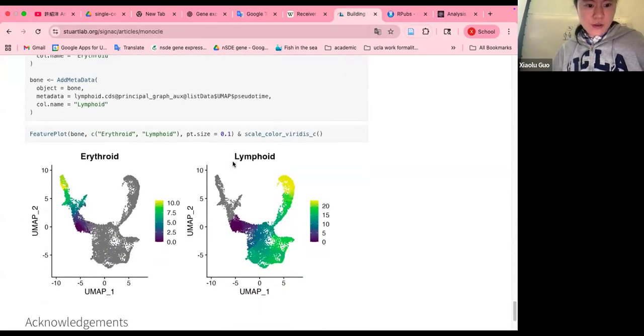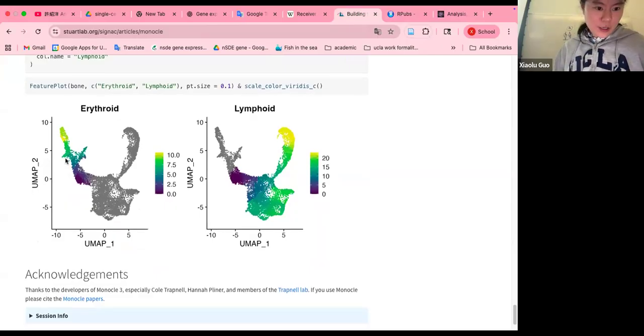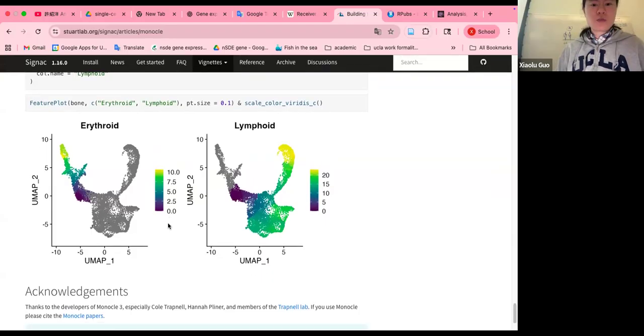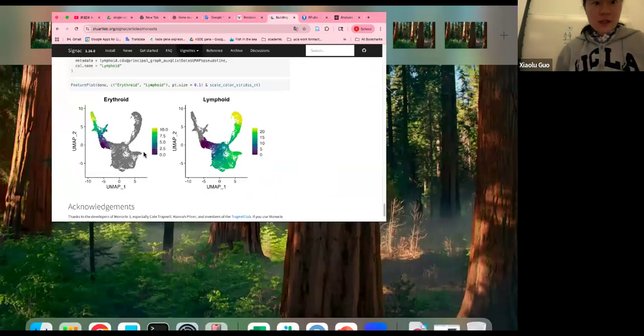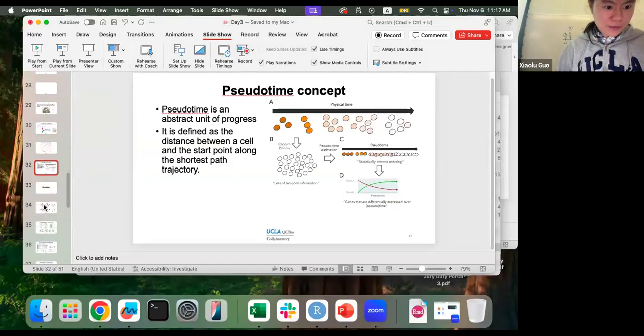And this is another tutorial, and here is something that you can also show. Here is a nice figure showing this pseudo time along different lineages, and here is an erythroid lineage, and this is a lymphoid lineage, and this is like pseudo time 0, and it gradually differentiates into the most differentiated stage, and similarly this one. So you can also plot that. And so that's for the pseudo time.